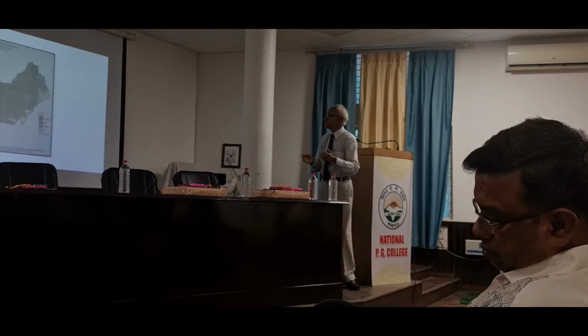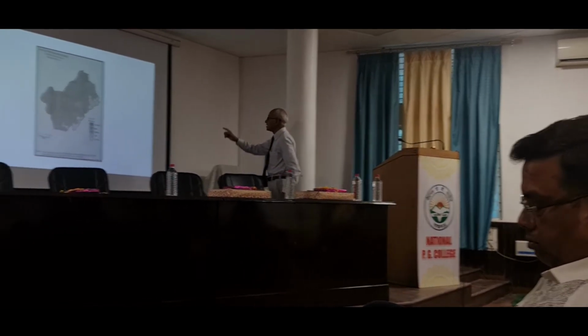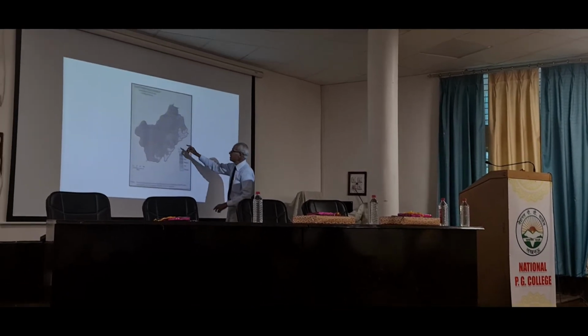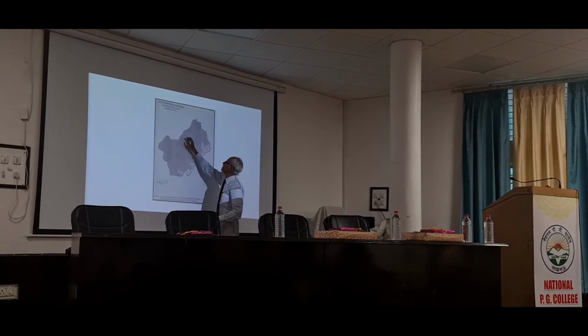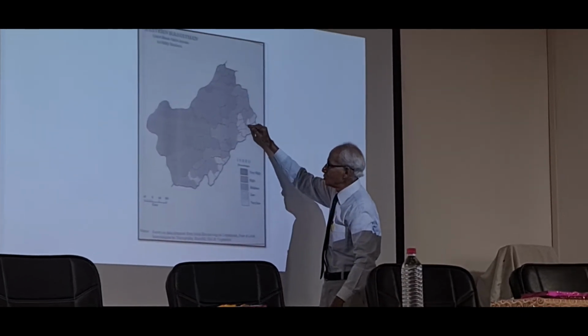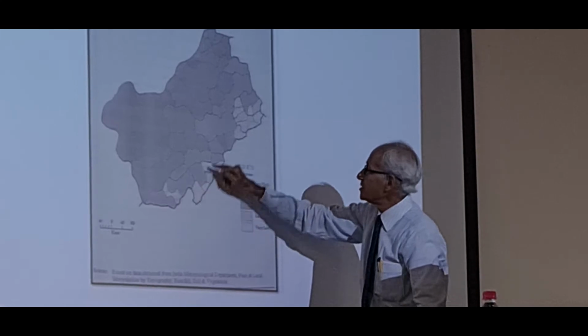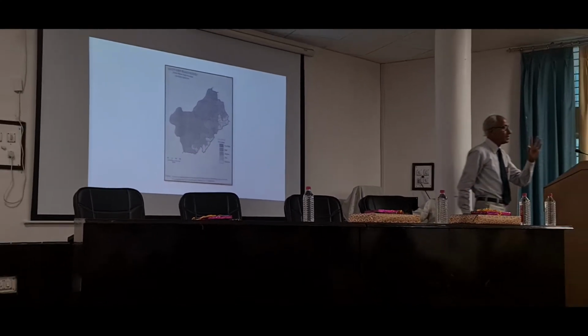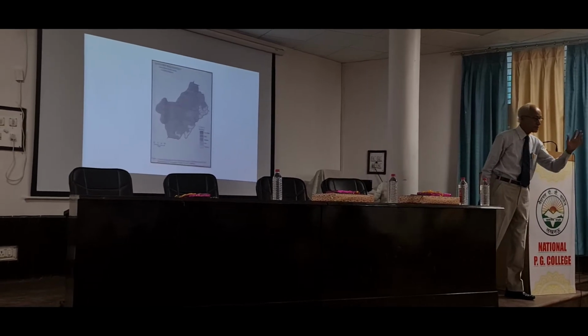Next one please. This is the aridity index. Very high towards the west. And then towards the east, Jhunjhunu, Sikar and Pali, these are the districts where there is lower aridity index.